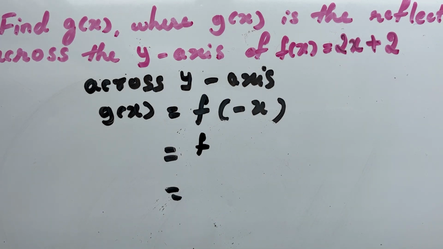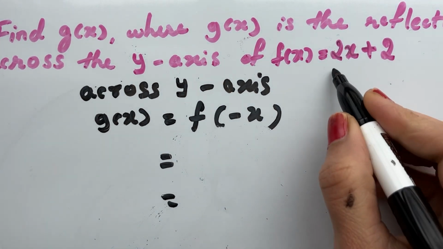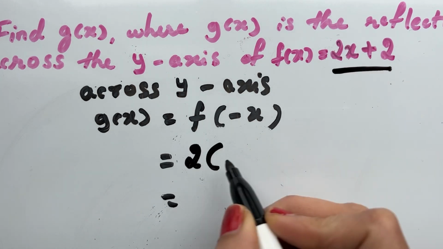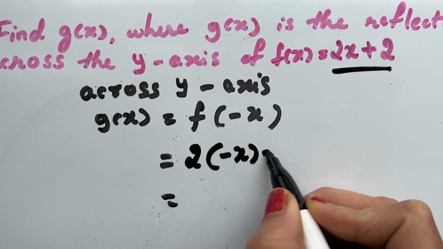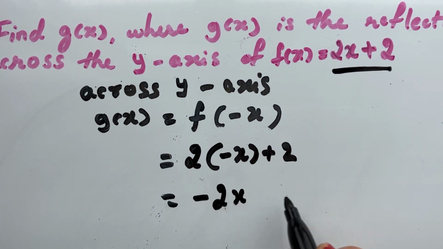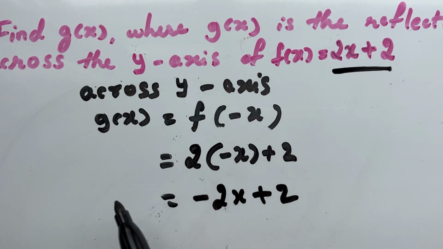So that means our f(x) is 2x plus 2. Wherever x is there, you have to put negative x. That means 2 times negative x plus 2. 2 times negative x is nothing but negative 2x plus 2. So the reflection is negative 2x plus 2.